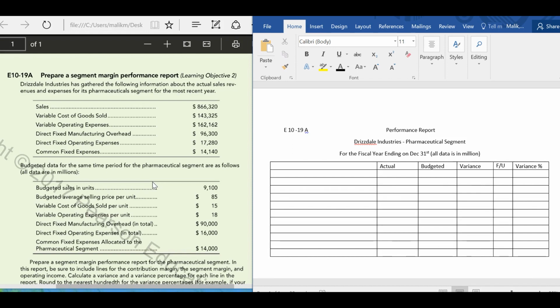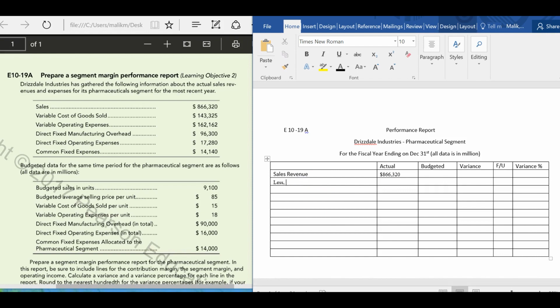So now let's do the income statement. We are actually doing two income statements next to each other. One will be the actual one and another will be the budgeted one. So let's do the actual one first. The first table gives you the actual data. For an income statement, we always start with sales. So let's write down our actual sales revenue, which is given here: 866,320.